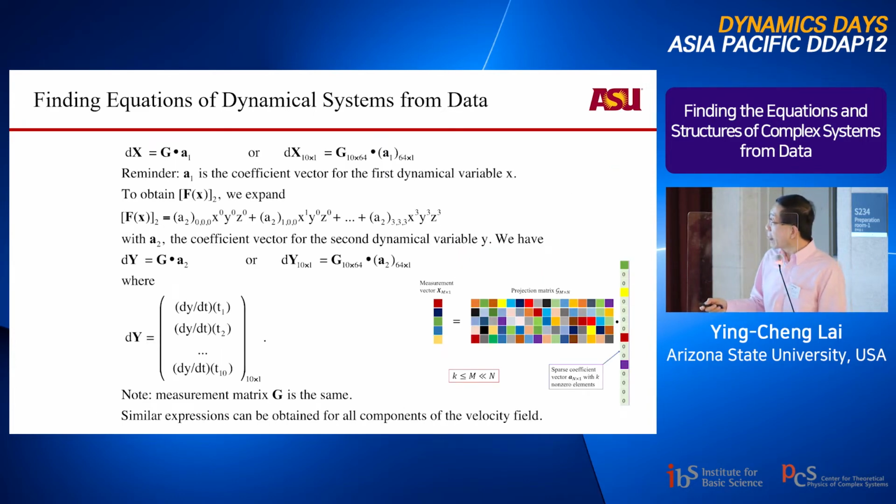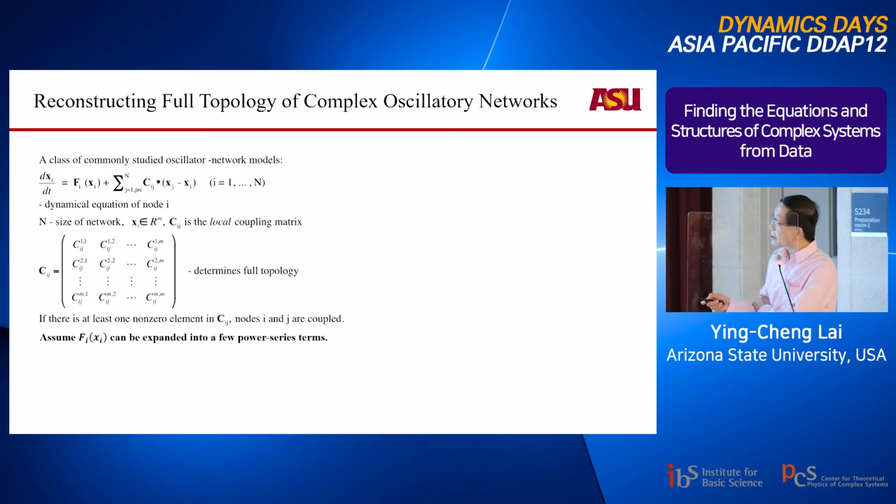And then we can move to a different component of the velocity field. All that needs to be changed is just this vector here. Actually, the projection matrix, this matrix, remains the same. So you can do this for the second component and third and so on. And now we can also do this for an oscillatory network here. If we have a complex oscillatory network, where C_ij is a coupling matrix, the i-th node is written in terms of a differential equation like this, and C_ij is the coupling between j and i.